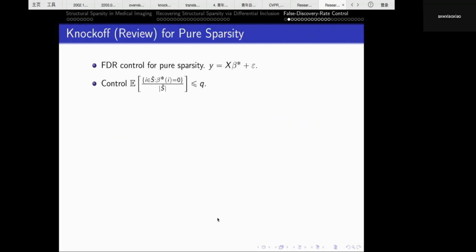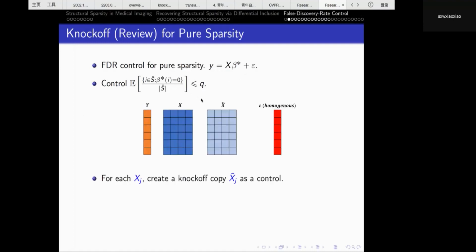We first review the knockoff method, which is proposed by Emmanuel Candès and Rina Barber. The FDR is defined as the expected ratio of false discoveries among all discoveries. And the knockoff considers the FDR control for the pure sparsity problem. And the q is the preset desired level, for example, 0.1. And the high level of knockoff is like this.